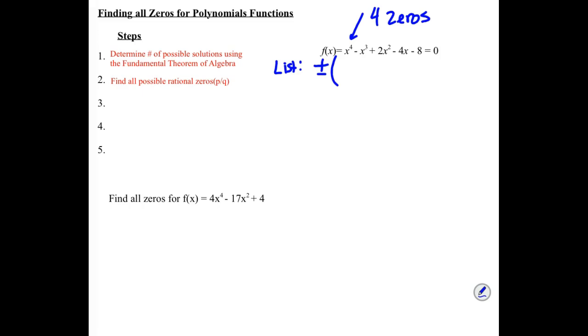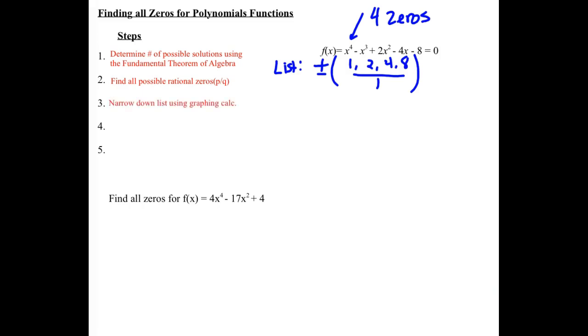I need factors of 8. What are numbers that multiply to be 8? 1, 2, 4, and 8. And we're dividing by factors of 1. Okay? So I actually have 8 possible rational zeros. I have 1, 2, 4, and 8, and I have -1, -2, -4, -8. So there's 8 possible ones out there, but we know we are only going to find a maximum of 4 of them. Okay? Our next step is to narrow down that list.